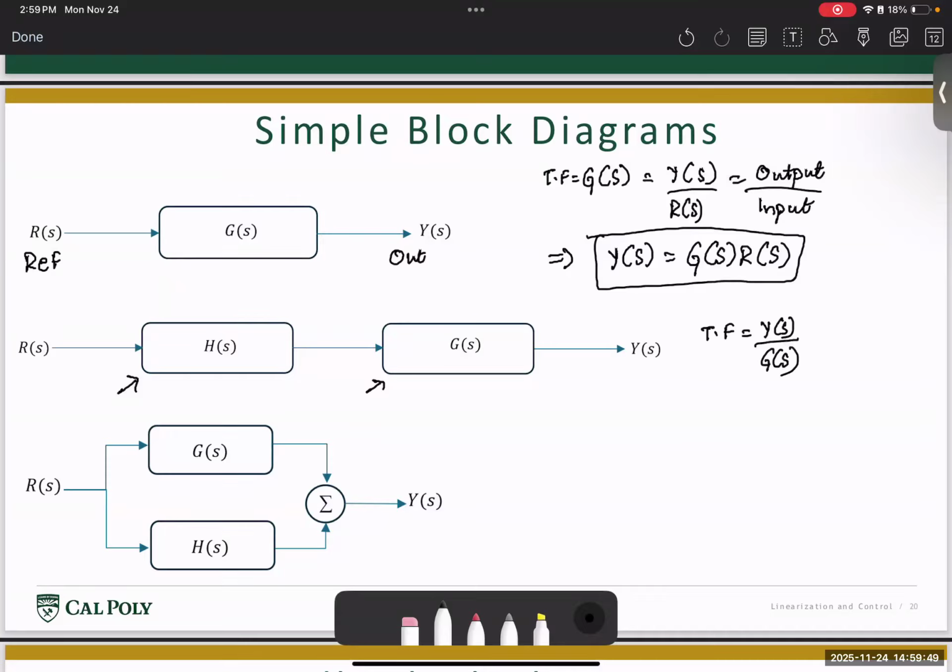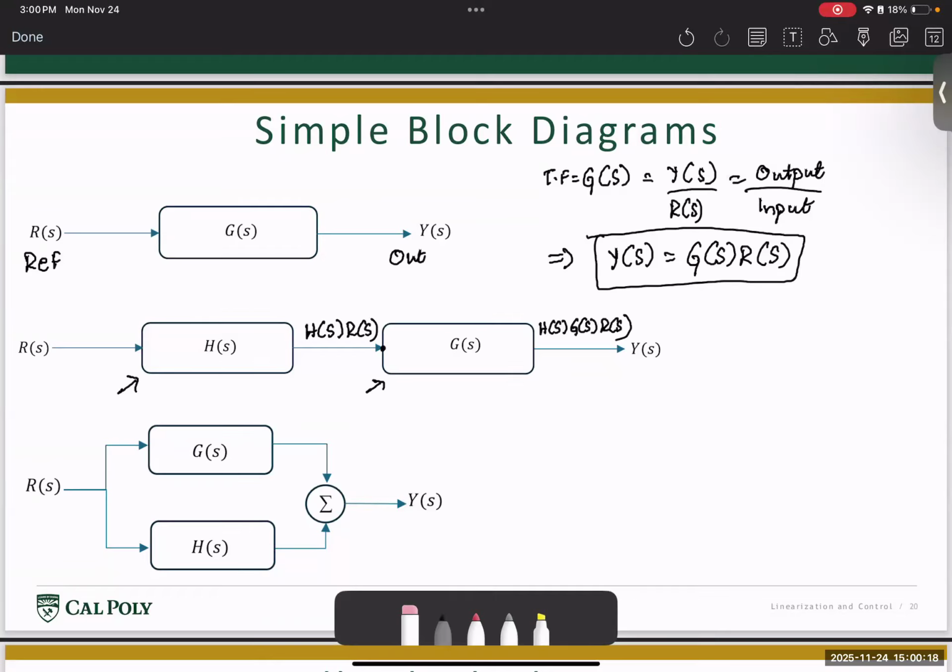Here, let's break it down into each block. You have R of S, which gets multiplied by H of S. So here you have H of S times R of S. And then this now becomes an input to the G of S block that gets multiplied by G of S. So you have H of S, G of S times R of S, which goes into your output. So our output here, Y of S, I'm going to erase this.